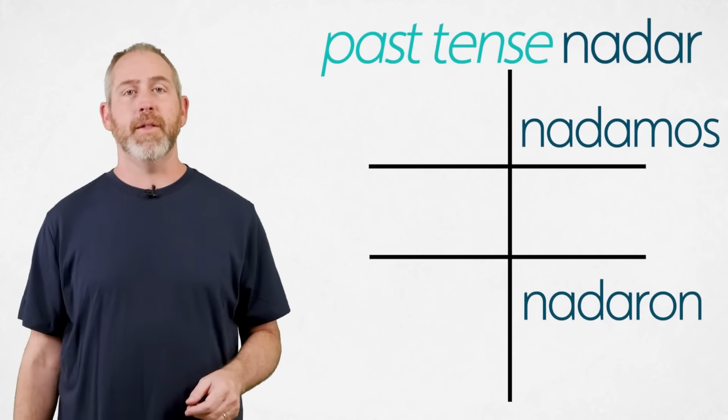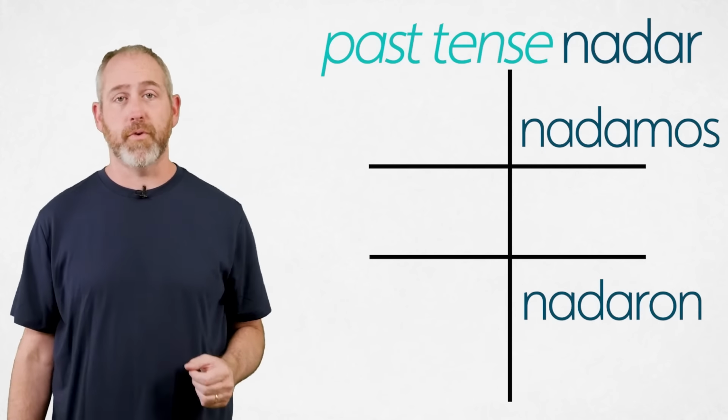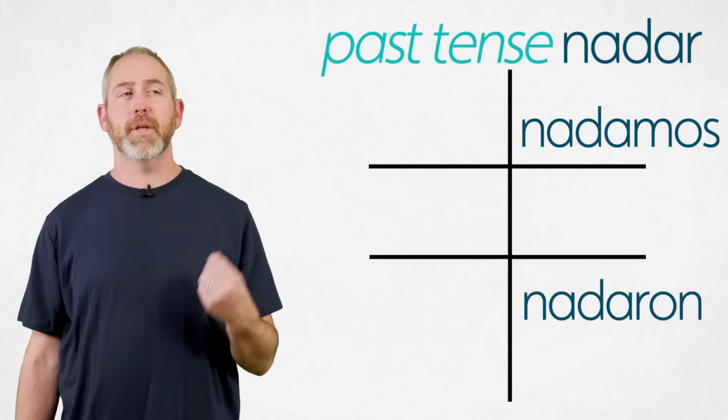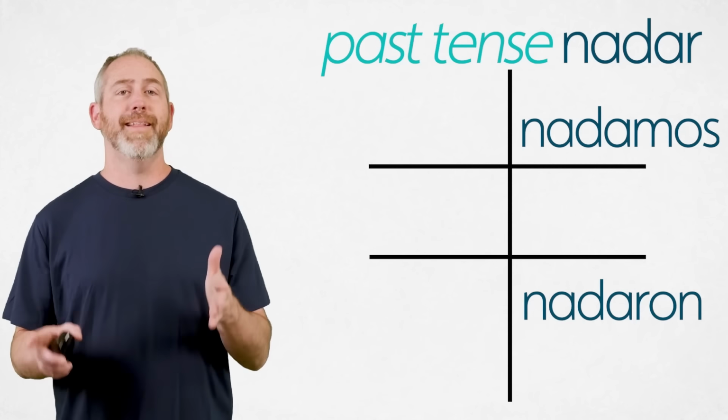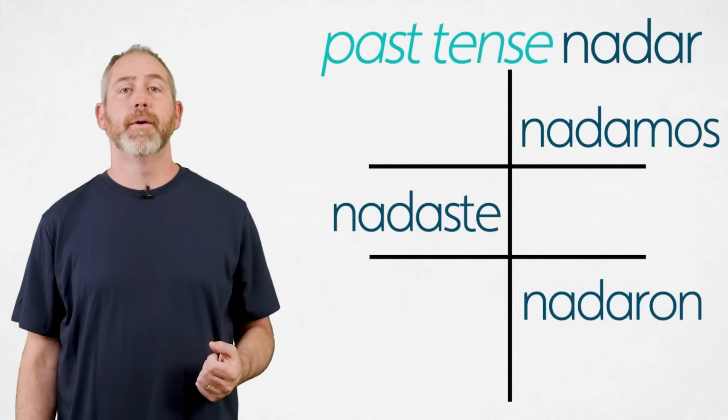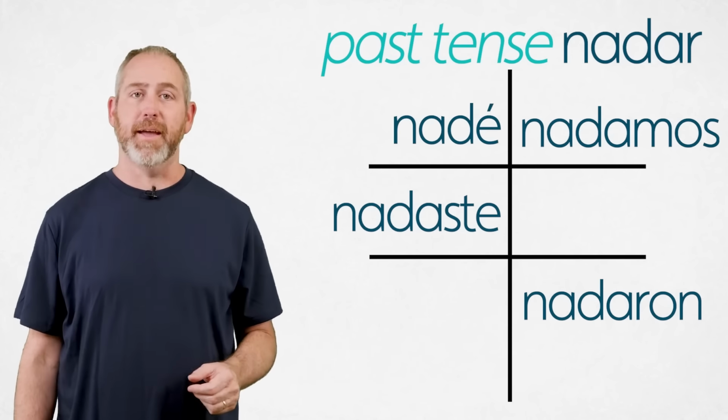Great. Now let's do you. I'm talking to a friend. I'm going to use the tú form. You swam. Okay, so think about that. Tú nadaste. All right, let's try one more. I swam. Yo nadé. Okay. Now, friends, get those endings down.